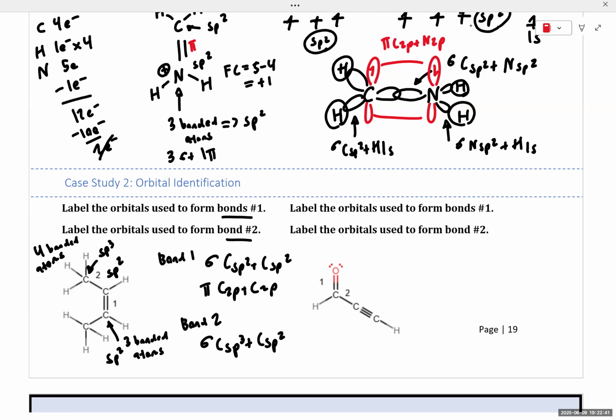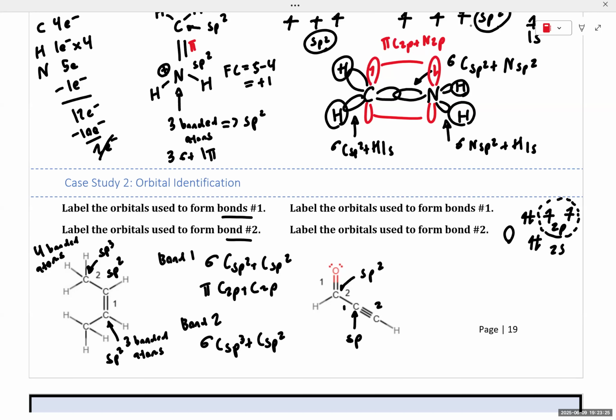Okay, so first let's identify hybridization. This carbon here has 1, 2 bonded atoms, so it has an sp hybridization. This carbon here has 1, 2, 3 bonded atoms, so it's sp2. Oxygen, yes, it has a bonded atom and 2 lone pairs. In this case, oxygen doesn't necessarily have to hybridize because, as we've seen previously, it can accommodate forming two bonds using just its available p orbitals.